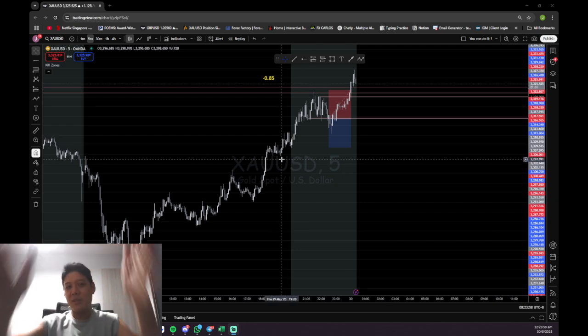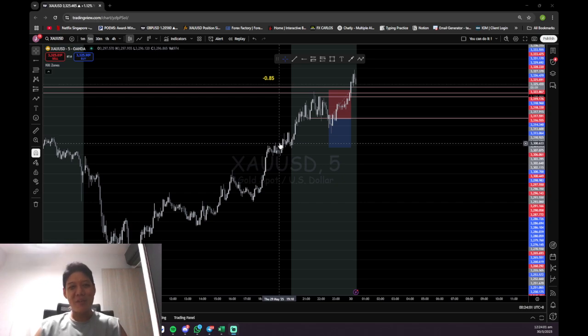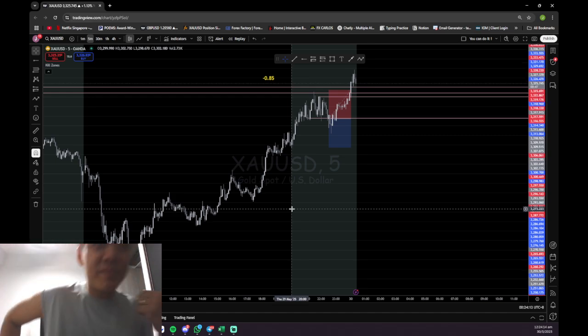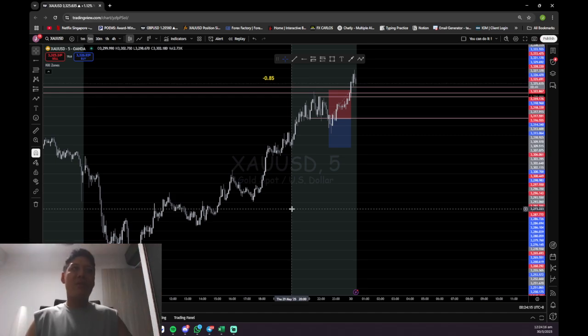Spoiler alert, you can see on the screen now, right? Negative 0.85. So I had a losing trade today. I think it was pretty dumb of me to take this losing trade. So yeah, basically this is a reflection of today, what has happened so far.